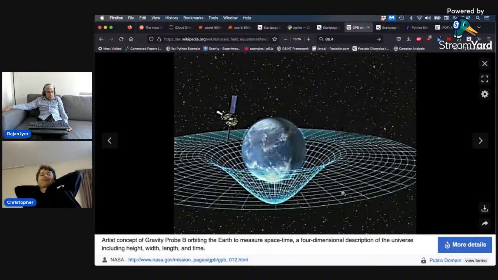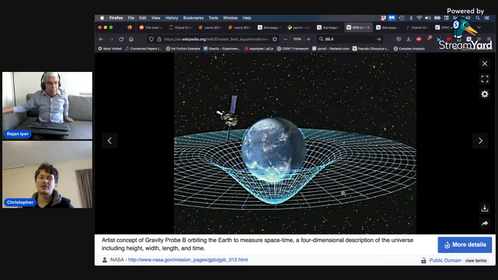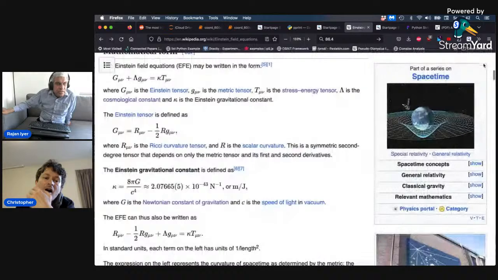But so you have a saddle point. You have a saddle point on the motion that the object has already, how the curved space is going to tell the object how to move, right? So where is that in this equation?